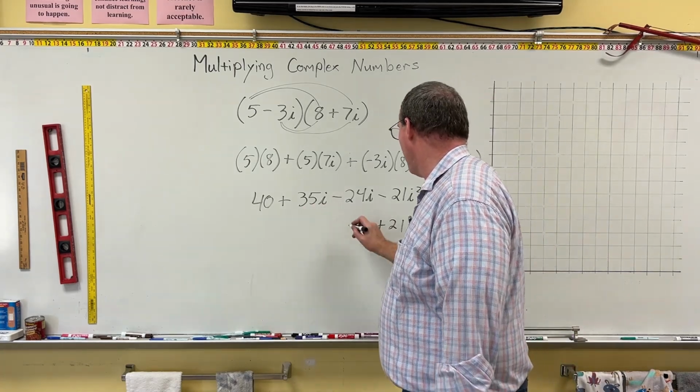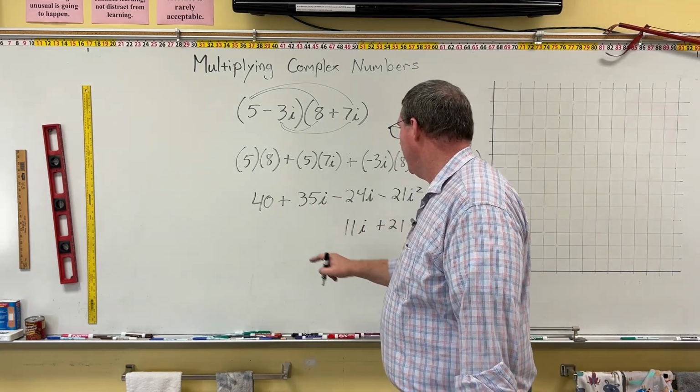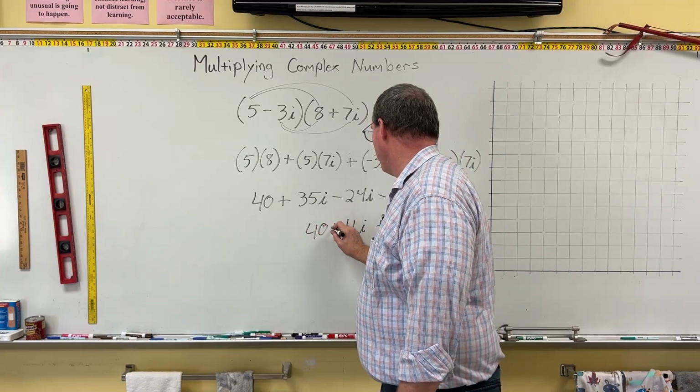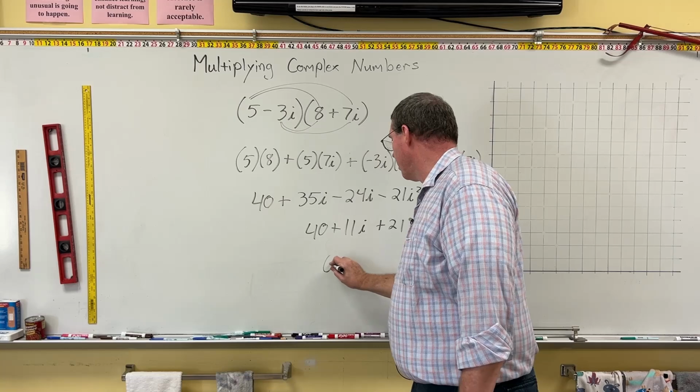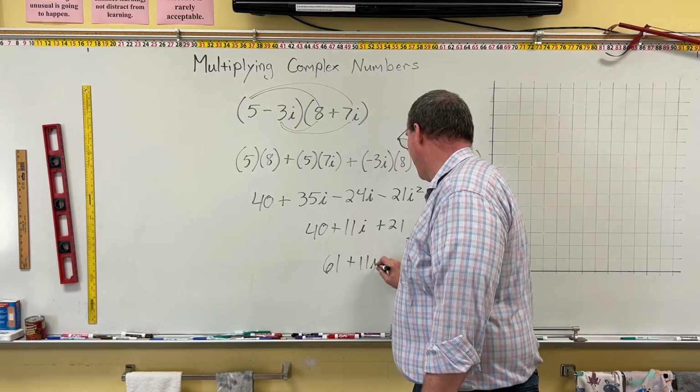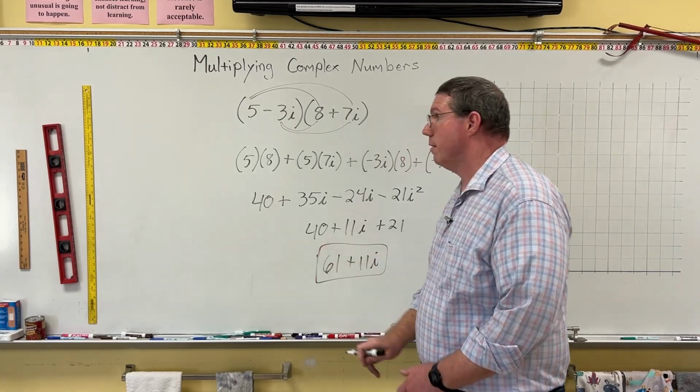35i minus 24i, that's 11i. And then we have a 40. So we have 40 plus 11i plus 21. 40 plus 21 is 61 plus 11i, and that is our final answer.